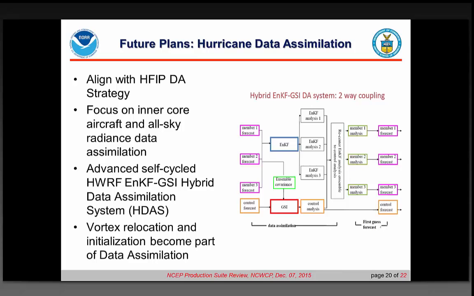The data assimilation, this year we are going with a two-way coupling. H-Warp ensembles will provide the background error covariances, apart from adding the incremental analysis update. And this will continue as a focus area for improving the initial structure of the vortex, for replacing the vortex initialization and taking into account everything inside the data assimilation.